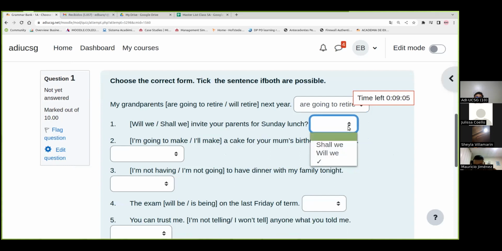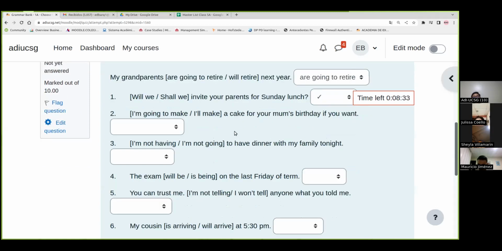What is it? Will we? Shall we? Could it be both? If it could be both, we can check. We can tick. What do you think? Shall, will, or tick? Check. All right, let's check. Thank you. Thank you for the confidence.